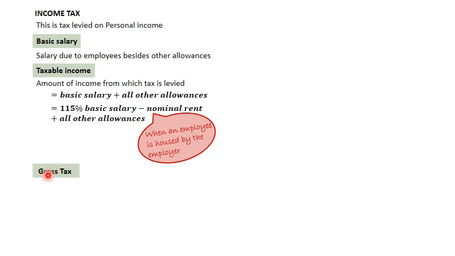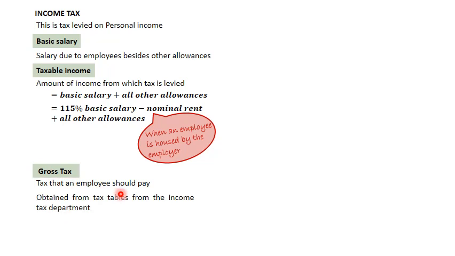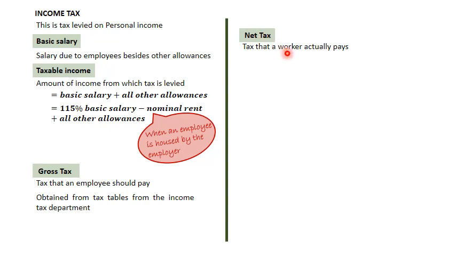Next, we have the expression gross tax, which normally is the tax that an employee should pay, and it's normally obtained from tax tables from the income tax department. Very closely related to the gross tax is the concept of net tax, which is normally the tax that a worker actually pays. Gross tax is the amount that the person should pay. Net tax is the amount that the person actually pays. Now, net tax normally is gross tax minus tax relief.